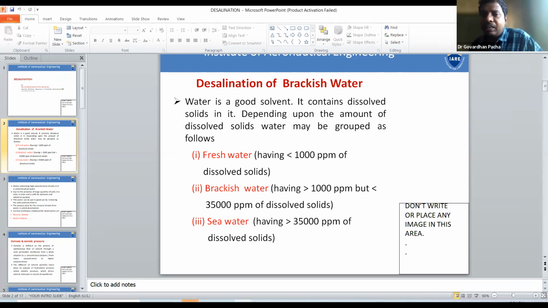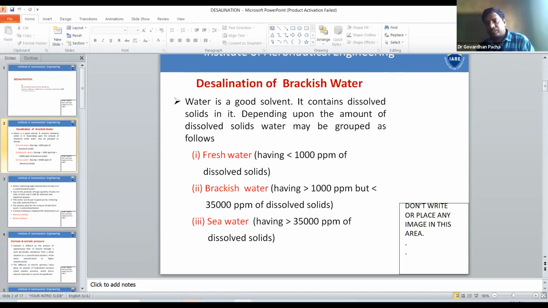Now we see water containing higher concentration of the salts is called brackish water. Due to the presence of large quantity of the salts, it is salty in taste and it is unfit for either domestic or industrial purpose. So the water can be put to good use by removing the salts, and the process used for the removal of the salts from the water is called a desalination process. And there are so many techniques used for a desalination process.